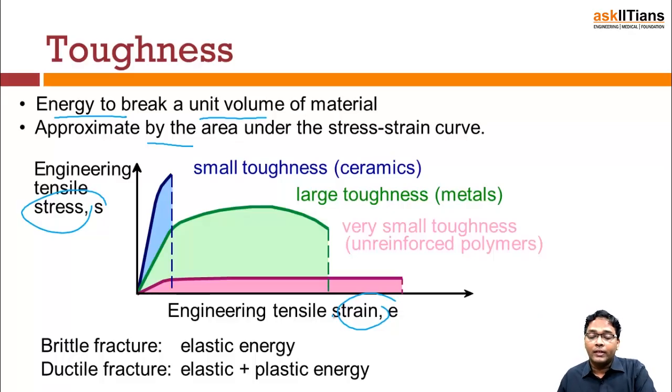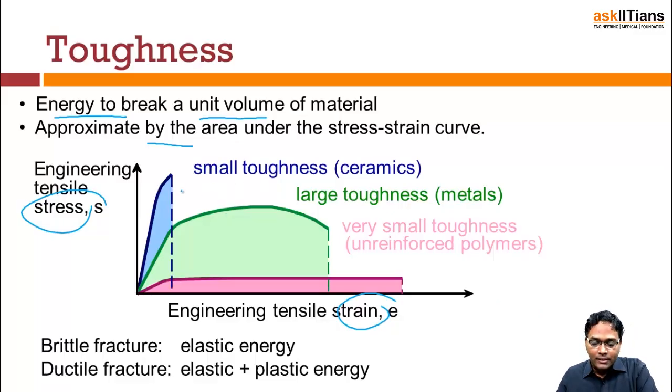If the object is brittle, obviously it is going to undergo a brittle fracture, so there is going to be an elastic energy. If there is a ductile fracture, meaning an object breaks after being ductile, there is going to be elastic as well as potential energy that is going to be stored. So let's try to understand more on this particular curve.